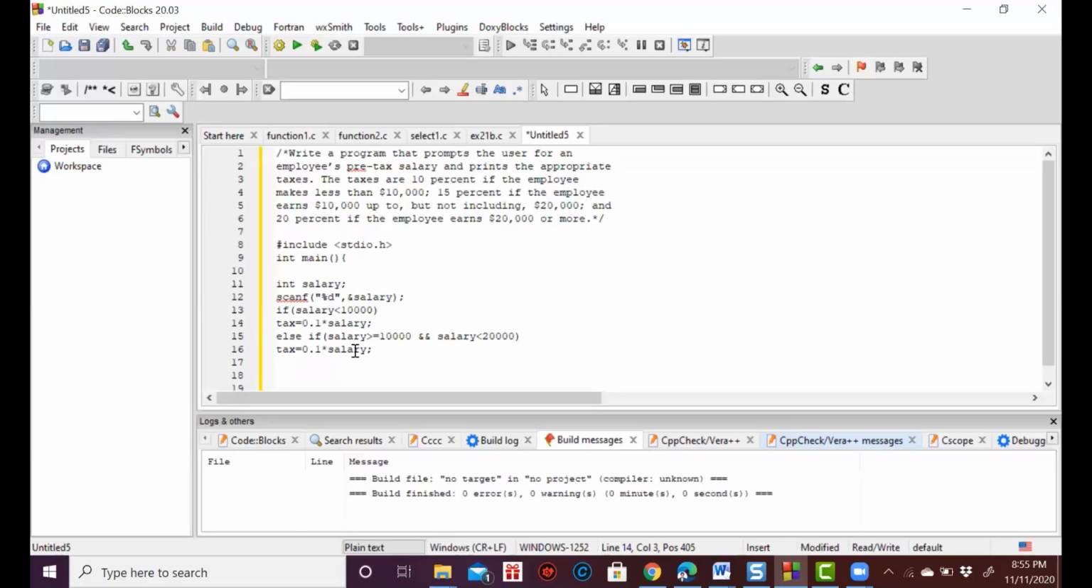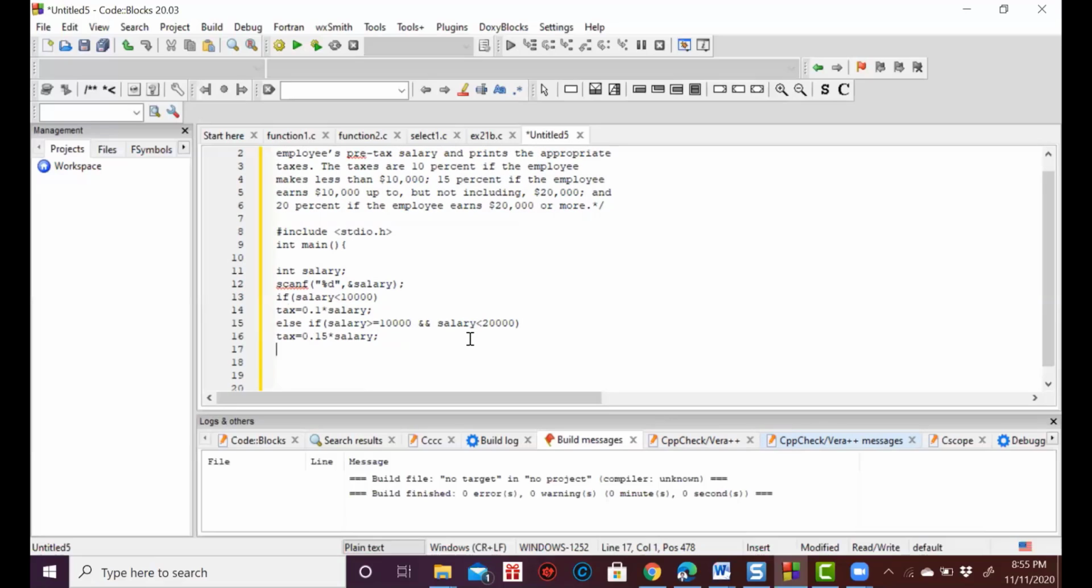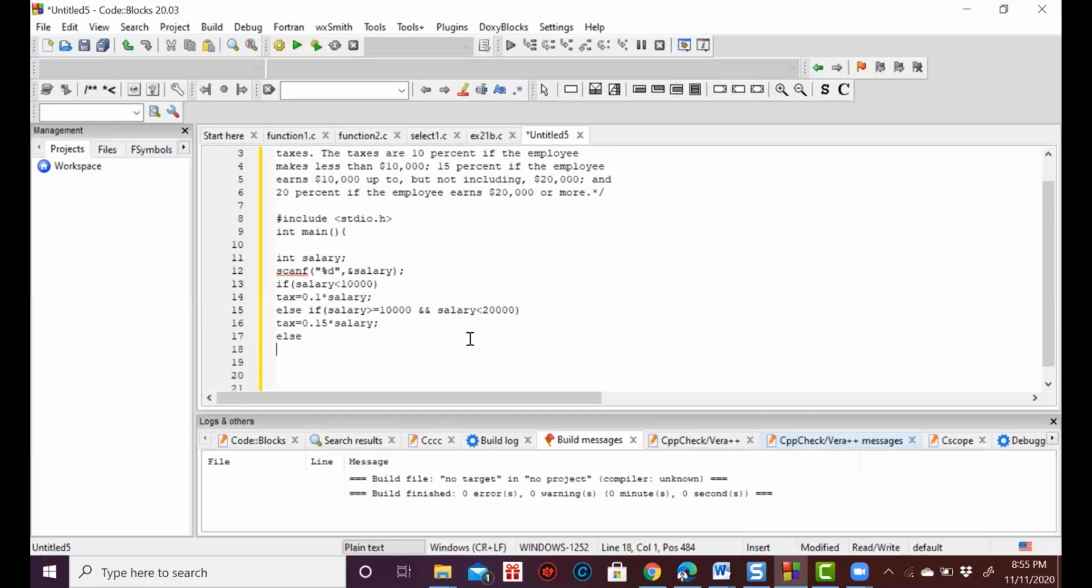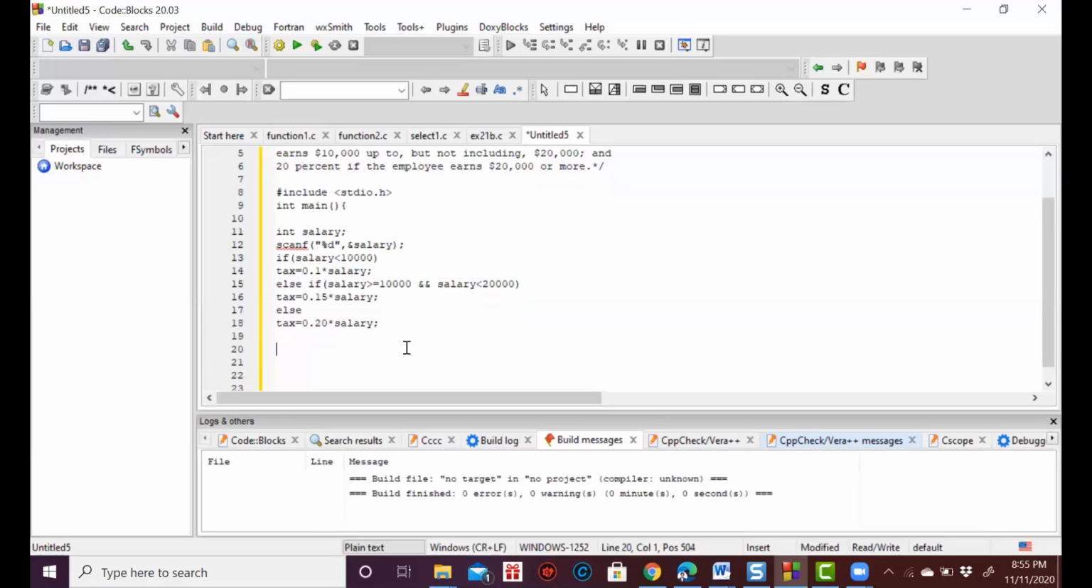Okay. So the tax will be 15%. So this one is 0.15. Right? Correct? Okay, and then next, 20% if the employee earns more. Okay, more. So else. Else if 20, tax equal. Okay, finish.